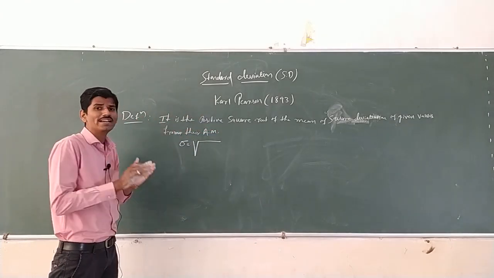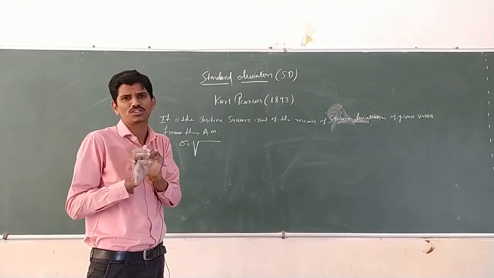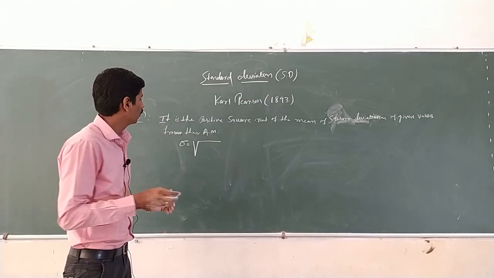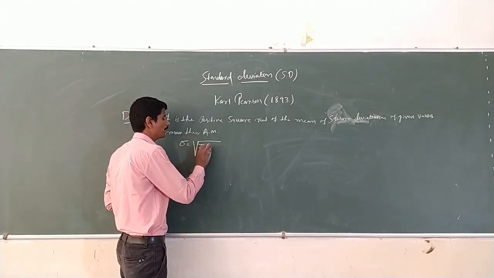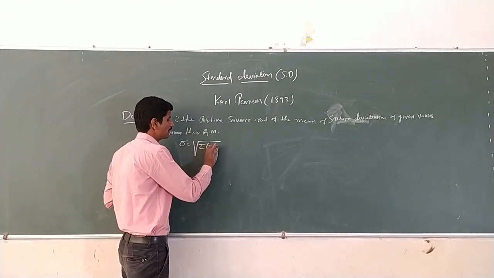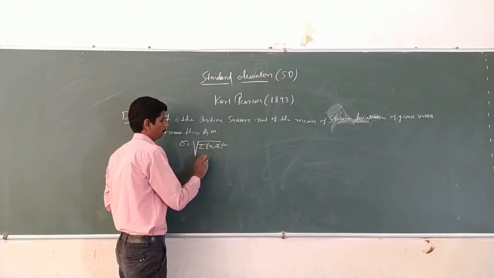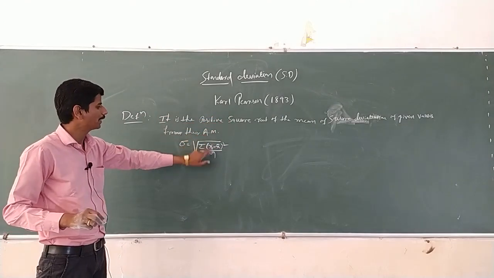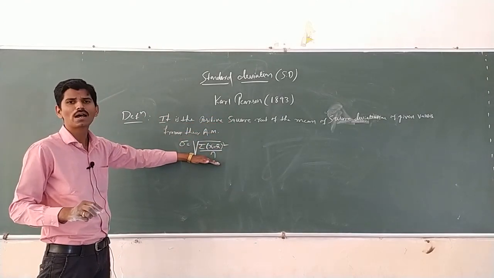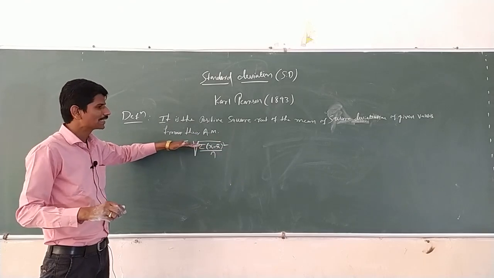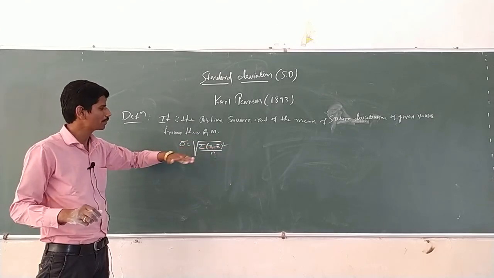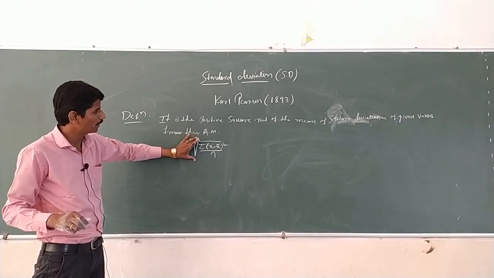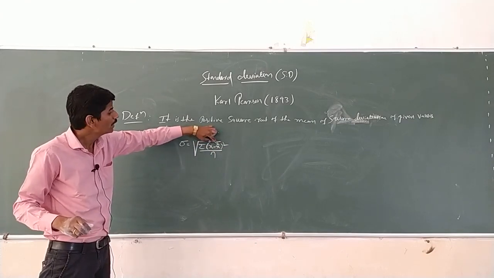Deviation is nothing but x minus x bar. Mean of the square deviation means the sum of x minus x bar whole square, divided by n, of the given values from their arithmetic mean. That is, sigma equals under root of sum of x minus x bar whole square by n. It is the positive square root of the mean of the square deviation.